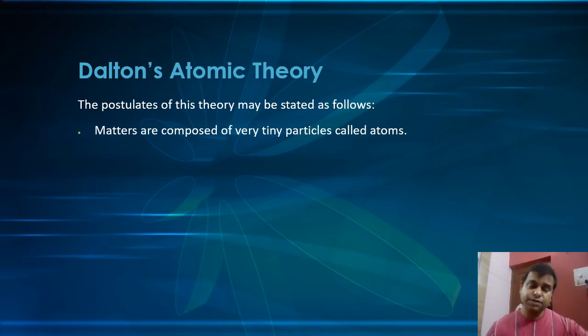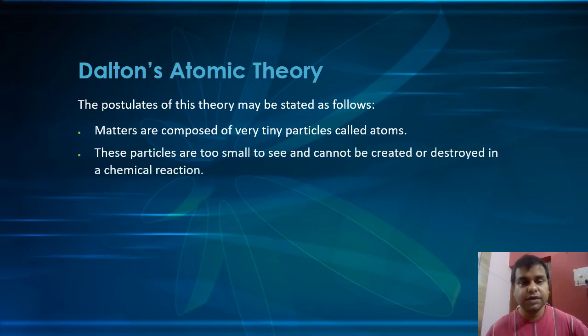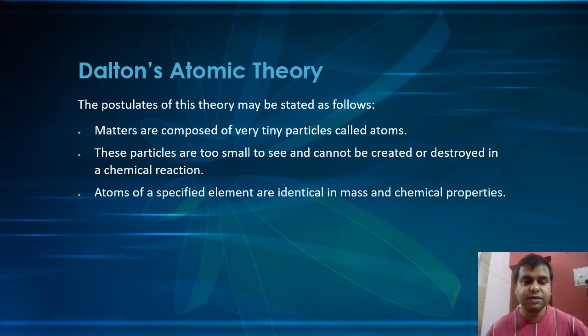First, he said matter is composed of very tiny particles called atoms, which we have already gone through. These particles are too small to see and cannot be created or destroyed in a chemical reaction. Third, he said atoms of a specified element are identical in mass and chemical property. So again, he's trying to say the same thing we spoke of in chemical proportion, that the quantity remains the same.